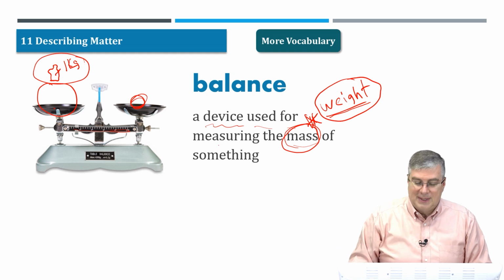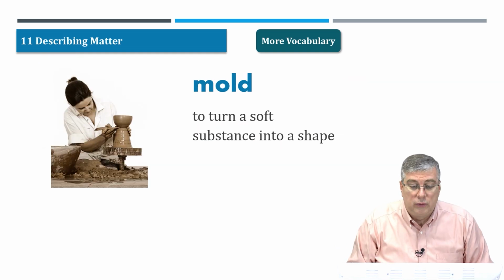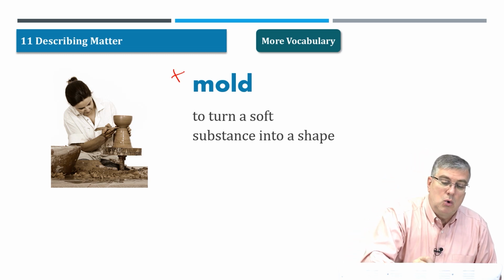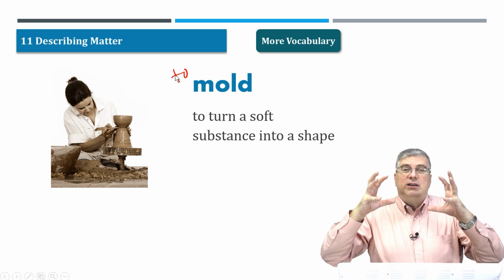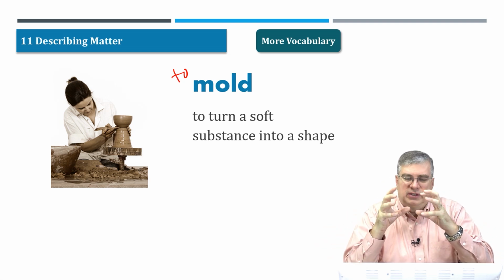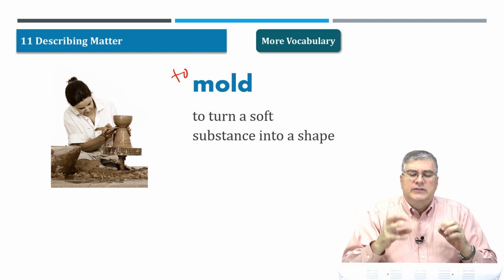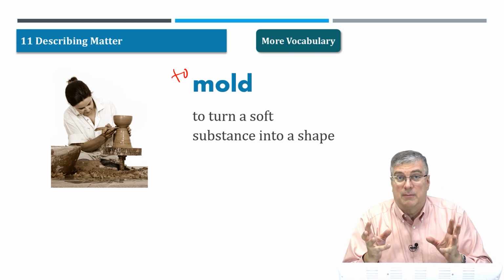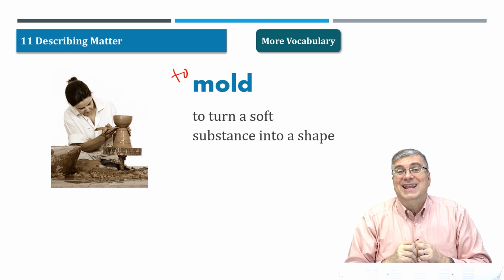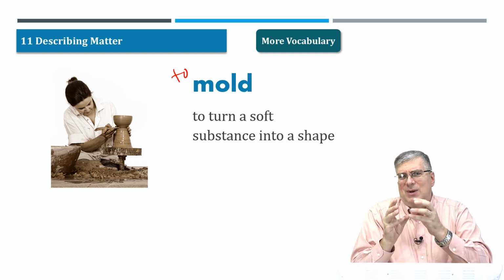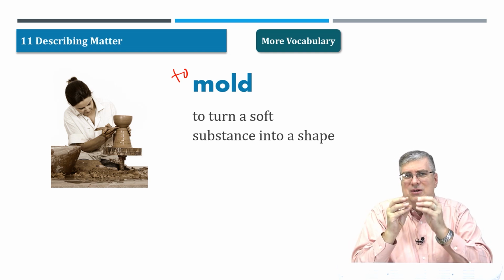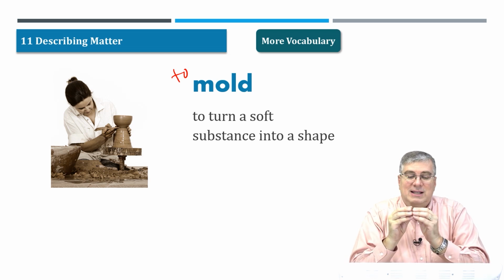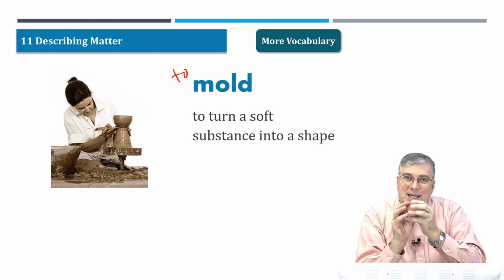Okay, anyway. Next, mold. Mold is a verb in this case, to mold something. To mold something is to take a soft substance, a soft material, like clay, for example. Or maybe you have Play-Doh, right? In your toys, do you have something like putty or Play-Doh that you can make little characters out of, right? That's a soft substance, and you mold it into a shape.